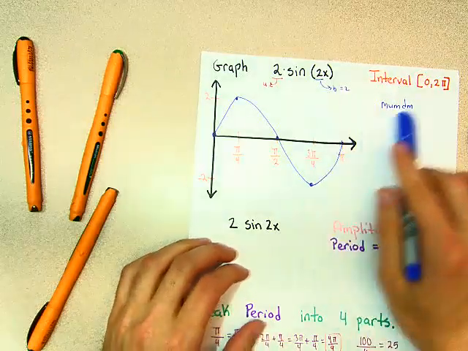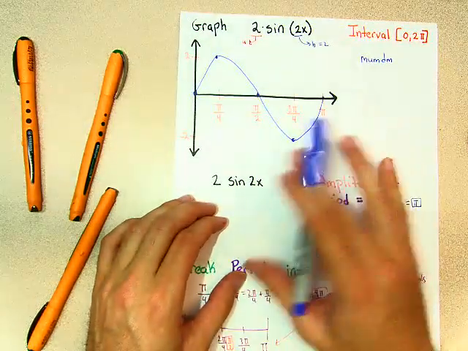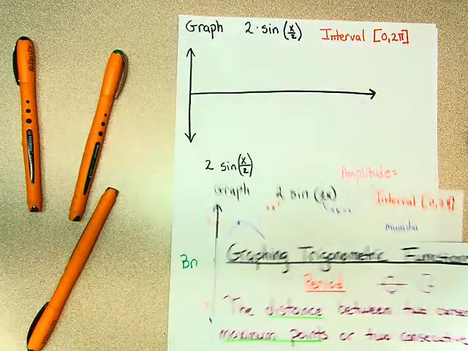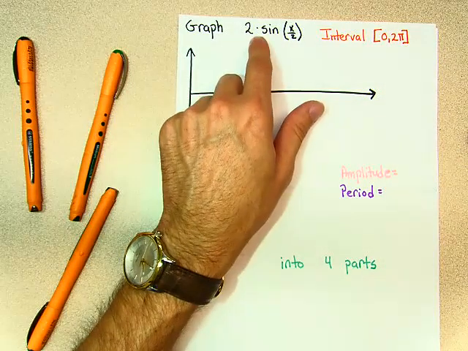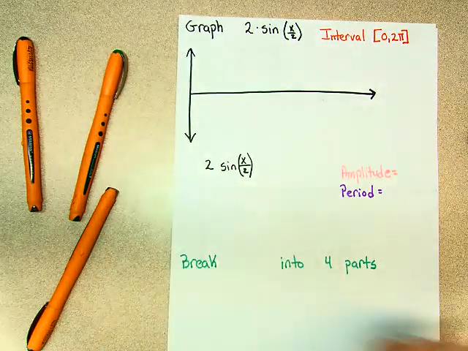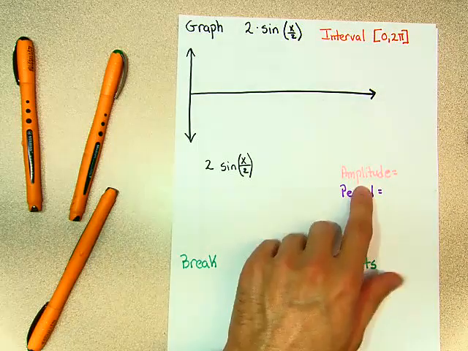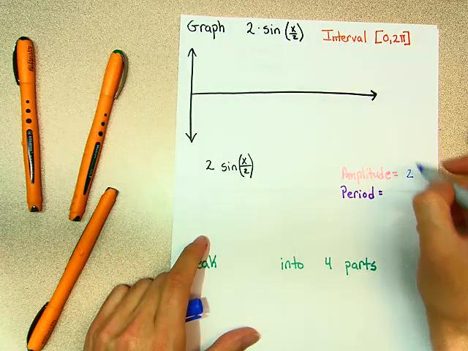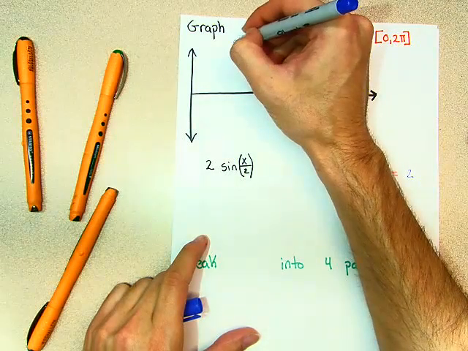Remember, if you're feeling a little confused on this idea of changing the period, just raise your hand and I'll help you with it. Okay, let's look at the next one. We have 2 sine x over 2. Well, let's take a look. What's our amplitude for this function? It's just 2, right? This is the a value.